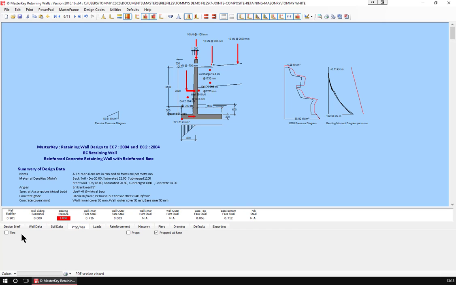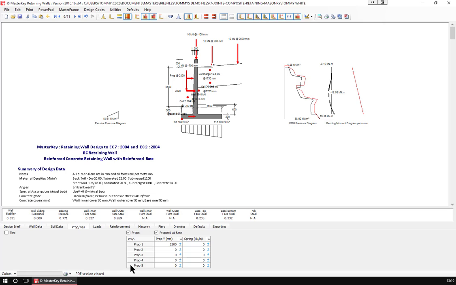Props and ties. So props and ties, let's get rid of the prop at base, and of course then we have a massive problem with sliding. So prop at base, we can also put in props at levels, so I can put in a prop at 2.3 meters up. So if I was doing a basement, I could come in and slap in my prop at the level I require.